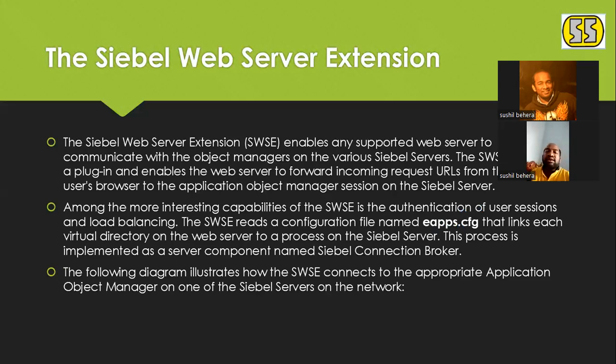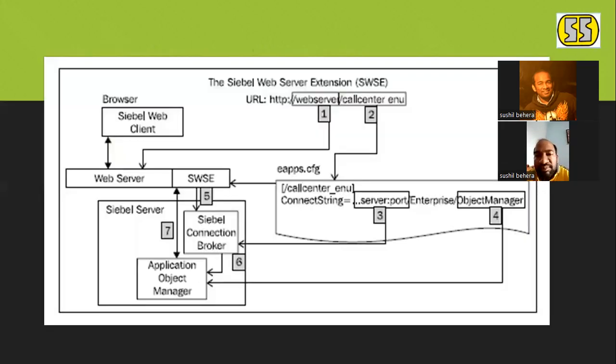Now let's understand this diagrammatically. This is the diagram where we will understand how the connectivity happens. When we open our application, there will be a URL. The URL has two parts. One is the web server: first will be the web server IP or web server name. Then we have the application object manager details, like call center underscore ENU. This is the application object manager detail.